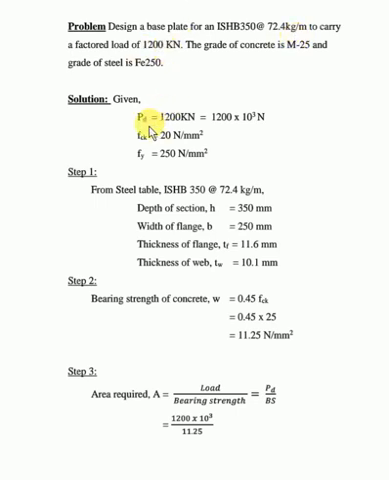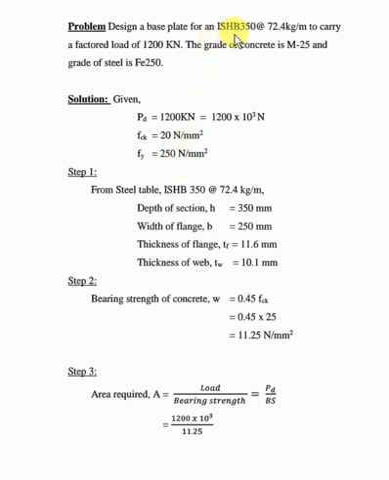The factored load we always represent by PD, so it is given as 1200 kilonewton, which is equal to 1200 into 10 to the power 3 Newton. The grade of concrete is M25, so FCK is 25 Newton per mm square, and grade of steel is Fe250, that is Fy is 250 Newton per mm square.